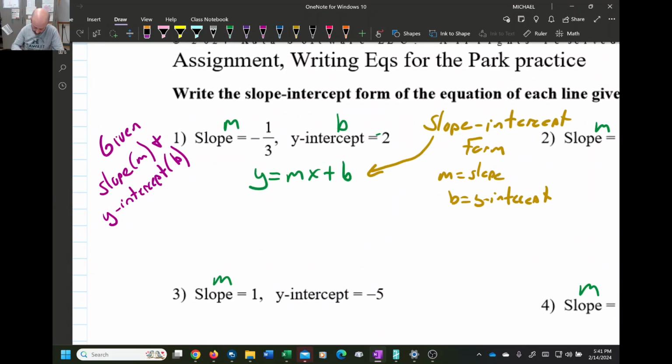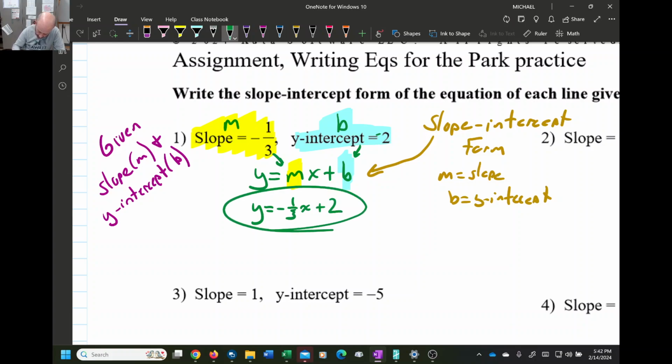Okay. Don't need those right now. But let's go in here. So we've got our slope, which is negative 1/3. That goes in for m. We got our y-intercept, which is b. That goes right in there. And then we're just going to put those in. Y equals negative 1/3 x plus 2, and we are all done. So this is the starting point for writing the equation. You know the slope, you know the y-intercept, you can plug them in and get rolling.